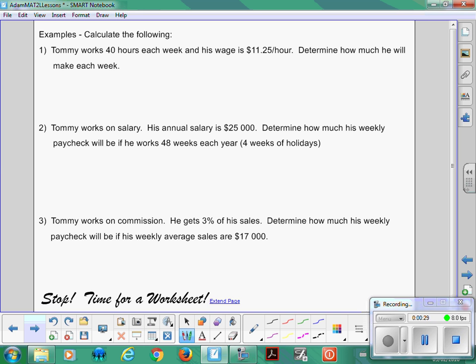So calculate the following. Tommy works 40 hours each week, and his wage is $11.25. How much will he make each week? So for hourly, I'm going to put the formula right here for you. Your salary is equal to your pay times your hours. All right, so that is how you calculate your pay.